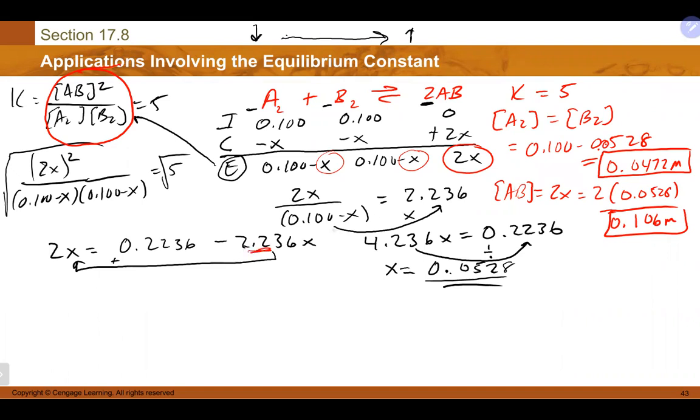Basically, we were back here. To get everybody to the other side, we had to take everything that was on the bottom and multiply it to the other side. So we took 2.236 times 0.1, and then we took 2.236 times minus X. So that's how we got there. We multiply that entire bottom to the other side.